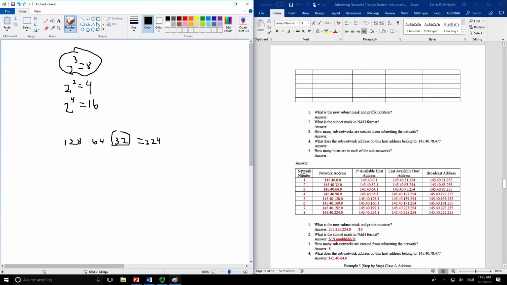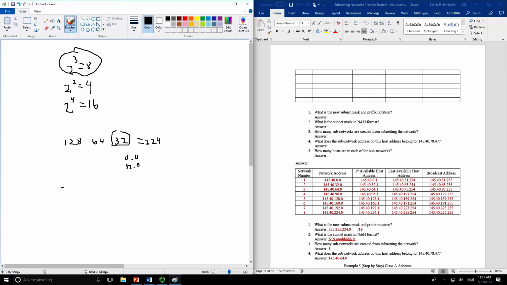As you can see here, the first network would be .0.0, 32.0, and just make sure that you subtract 1 from the broadcast address, and add 1 to the network address to get your first available host, and answer the questions there.